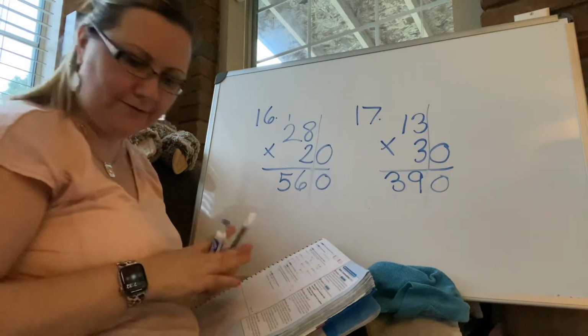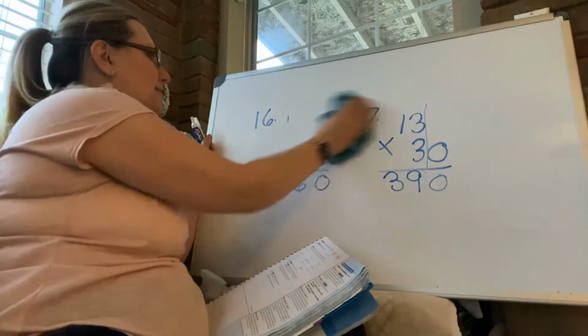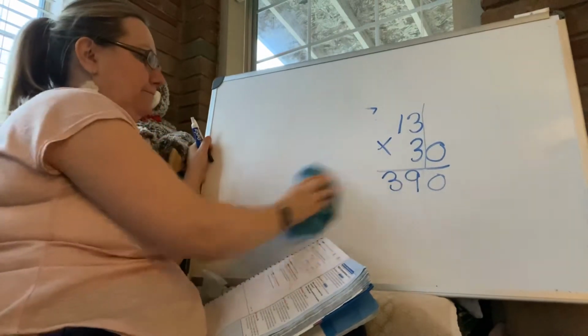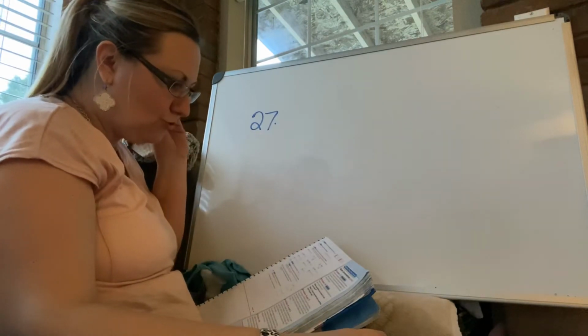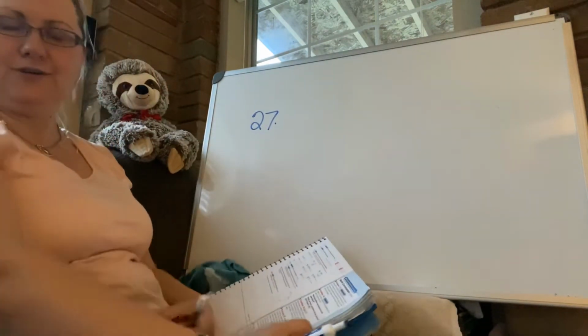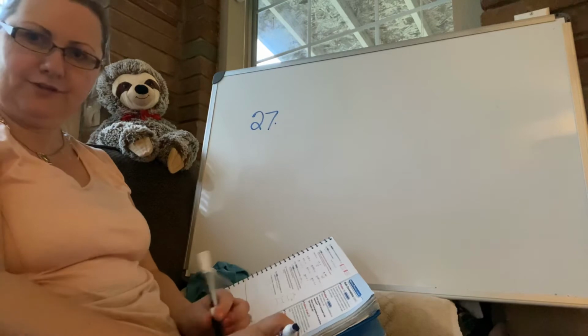Okay, what else do we have? Let's see. All right. Let's go on to number 27, please. 27 says draw an obtuse triangle. Go ahead and try to do that, first of all.